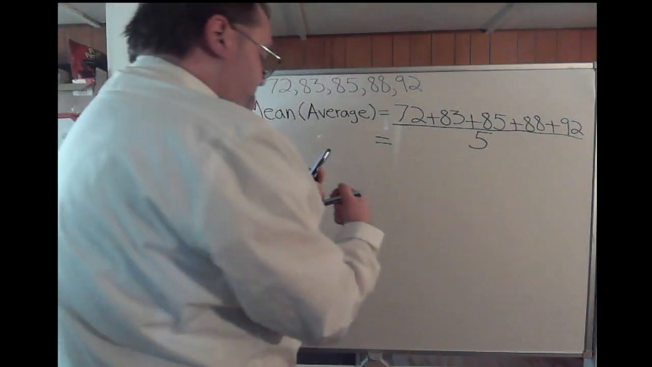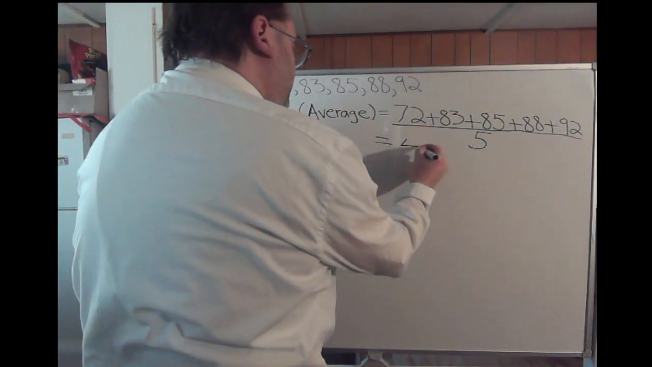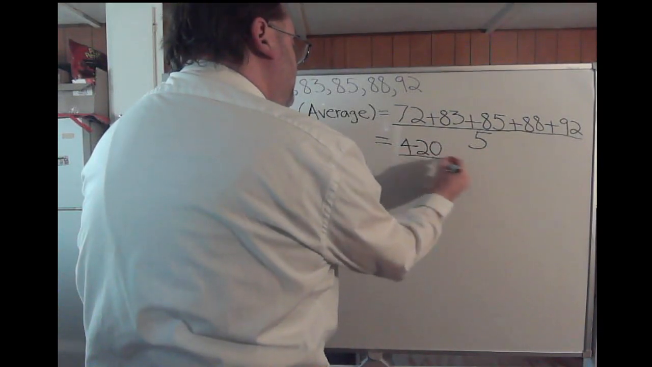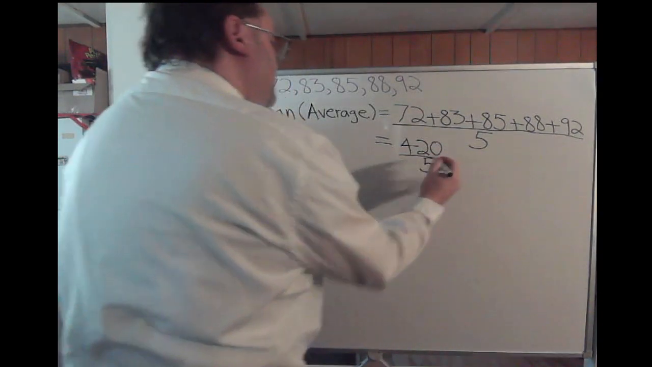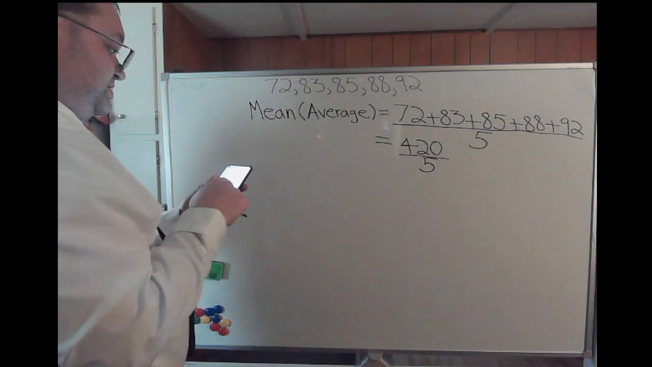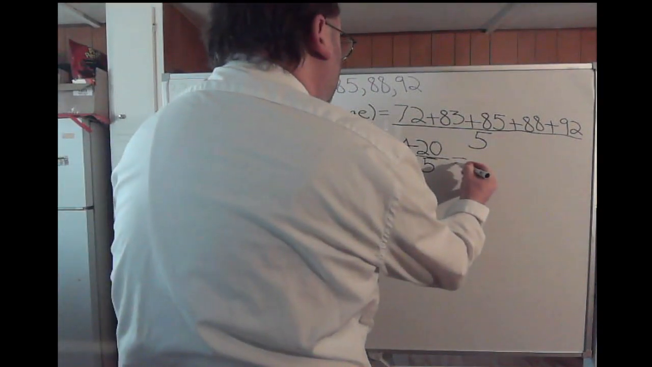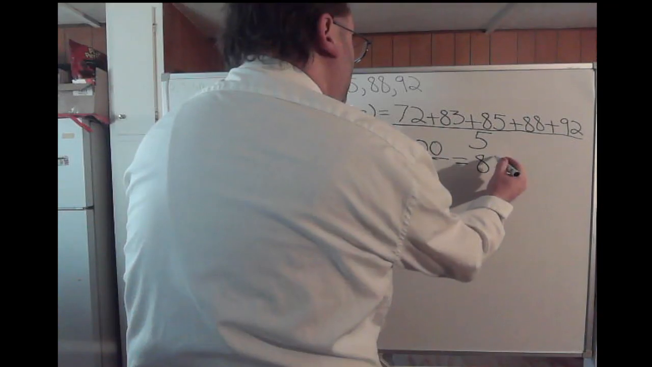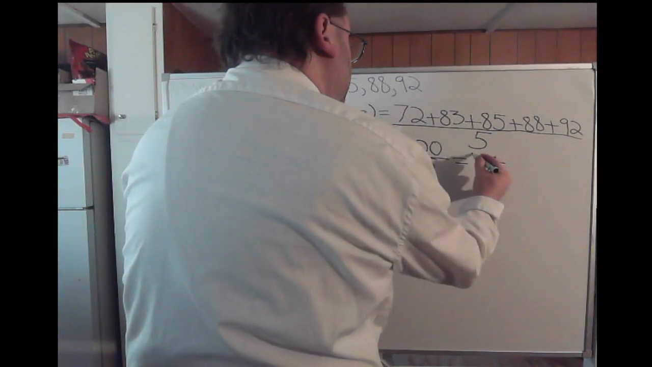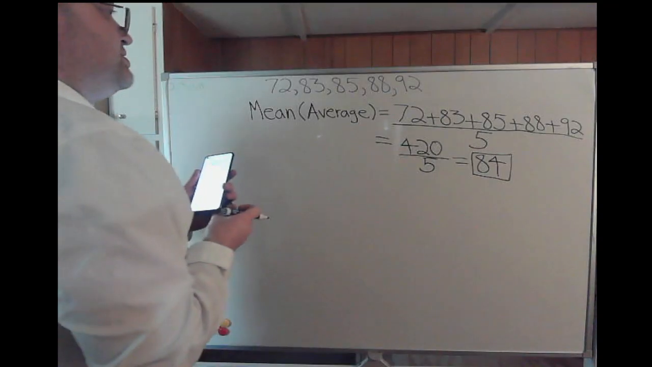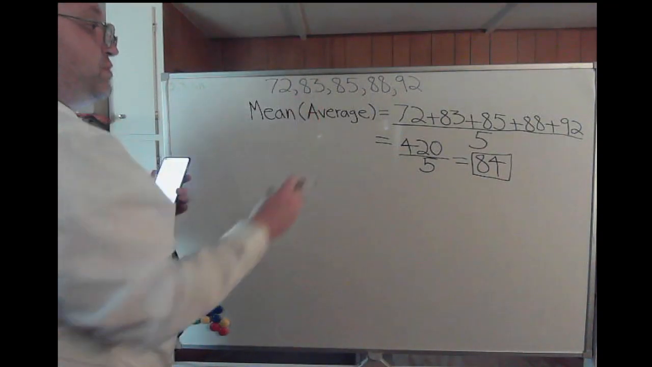We get 420 divided by 5. So now all you got to do is a simple division problem. 420 divided by 5, you get 84. So the average or the mean of this set of numbers is 84.